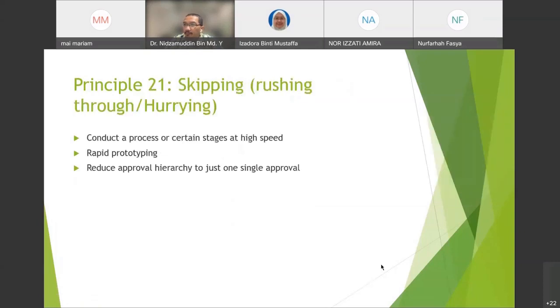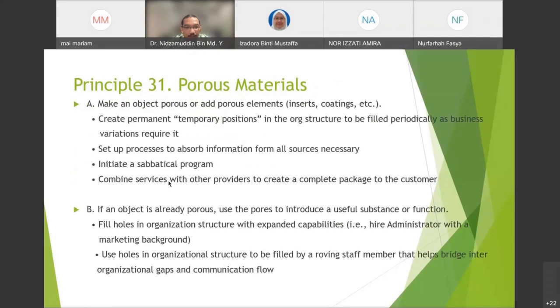Another one, skipping, or rushing through, hurrying. You do rapid prototyping, conduct a process or certain stage at high speed, or reduce approval hierarchy to just one single approval. And another example, porous material. In management, you can also use this principle. For example, create permanent temporary positions in an organization structure to be filled periodically as business variation requires. So it's like porous materials.